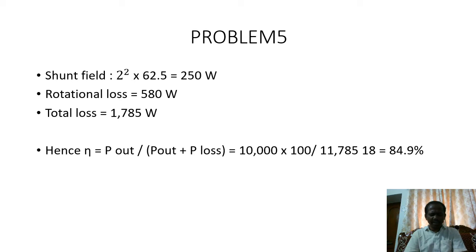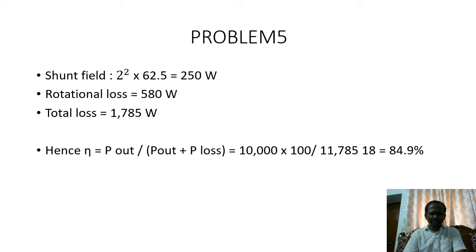What is armature copper loss? Ia square Ra. What is series field copper loss? Isc square Rsc. What is shunt field copper loss? Ish square Rsh. What are the total losses? Rotational losses plus armature copper losses plus series field copper losses plus shunt field losses, equivalent to rotational losses plus Ia square Ra, Ish square Rsh plus Isc square Rsc. This is called the total loss of the DC generator.